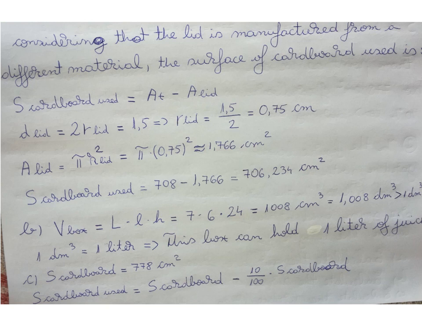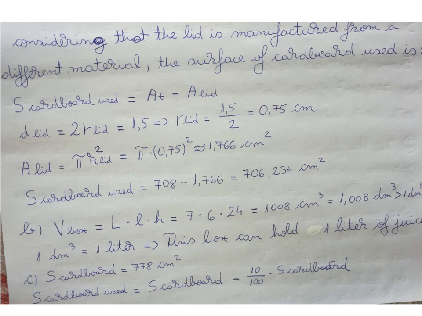We know that the diameter of the lid is 1.5 centimeters, which is equal to 2 times the radius of the lid. So the radius of the circular lid is 1.5 divided by 2, which is 0.75 centimeters. The surface area of the lid is pi times the square of the radius of the lid, which is approximately 1.766 square centimeters. So the surface of the cardboard used is 708 minus 1.766, which is 706.234 square centimeters.